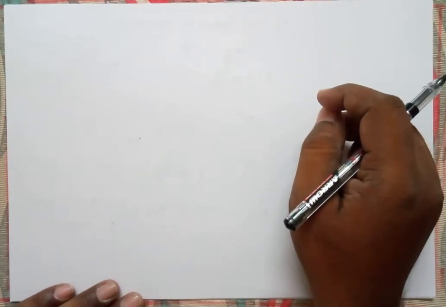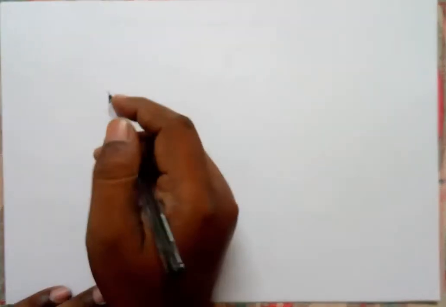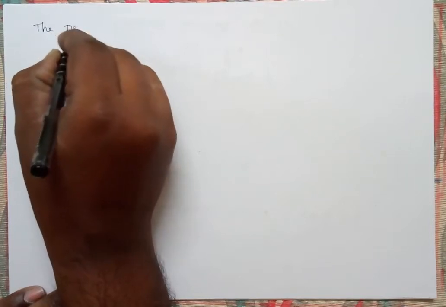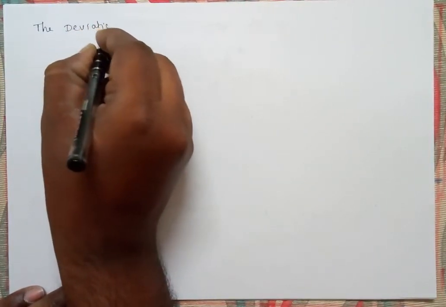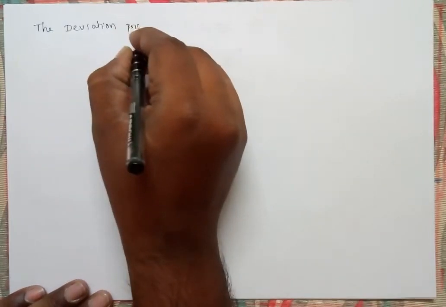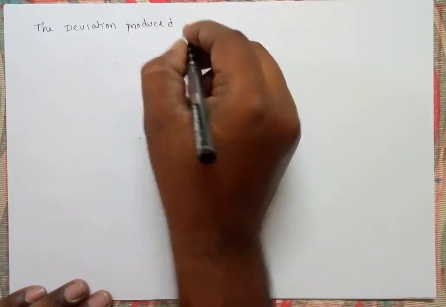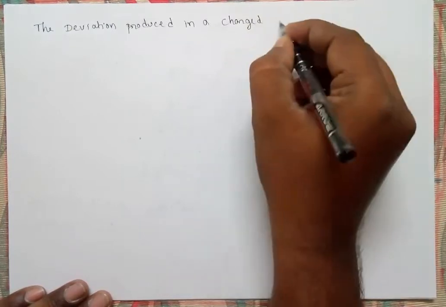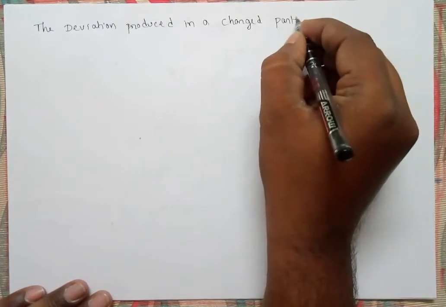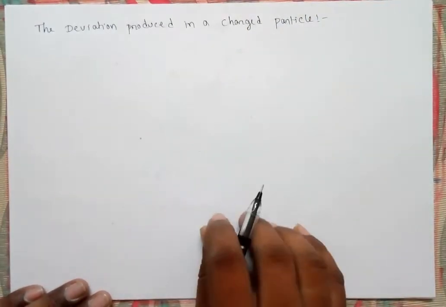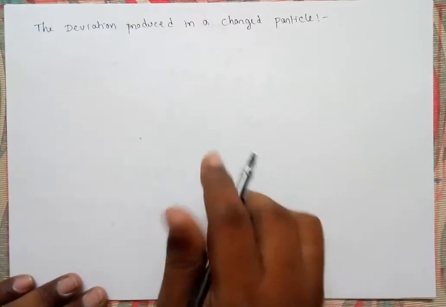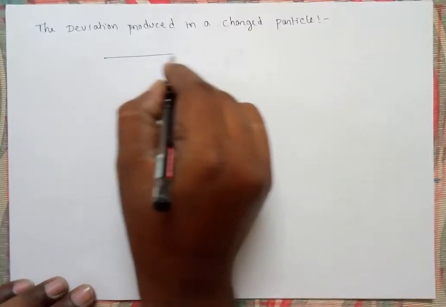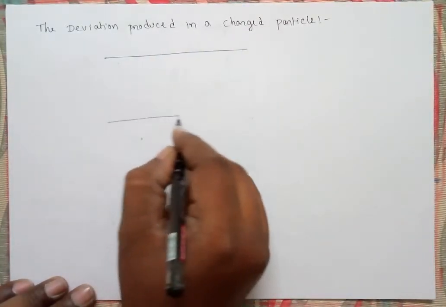So the deviation produced in a charged particle. Let us take a uniform electric field like this.